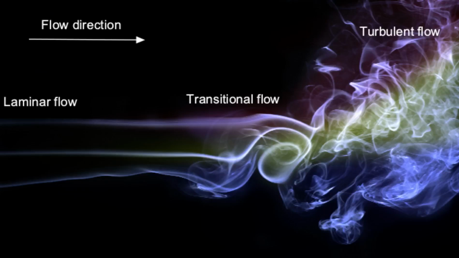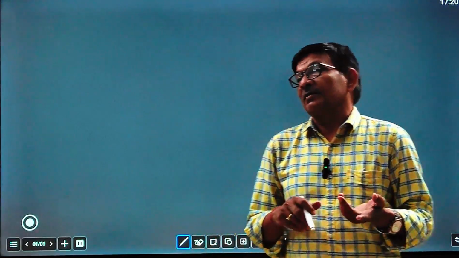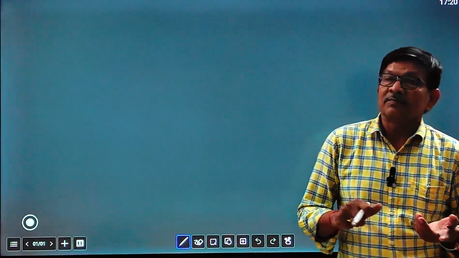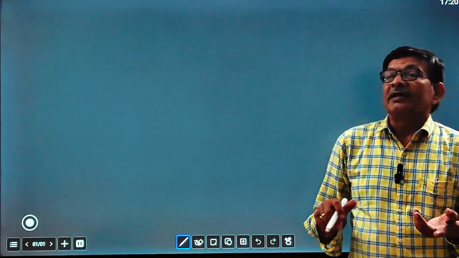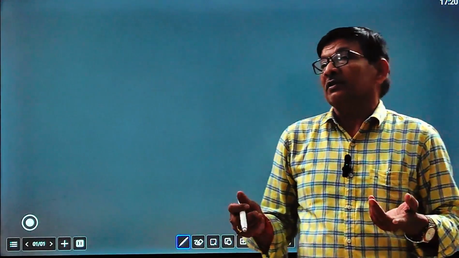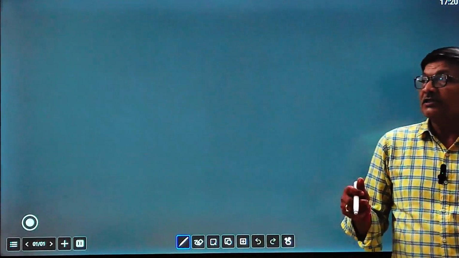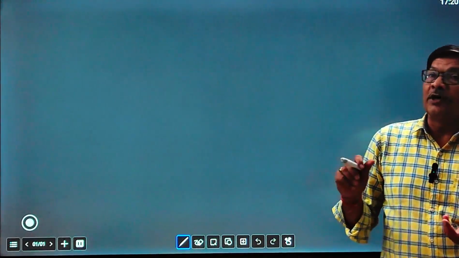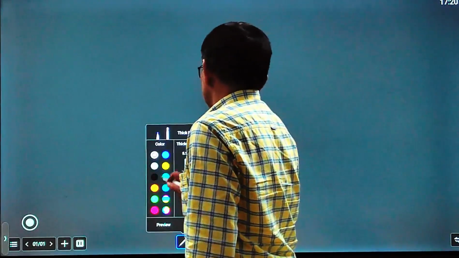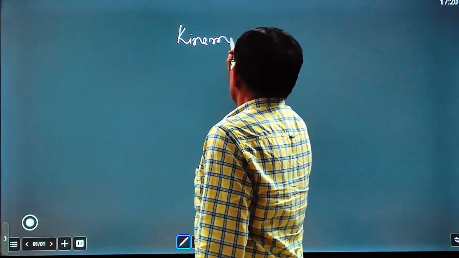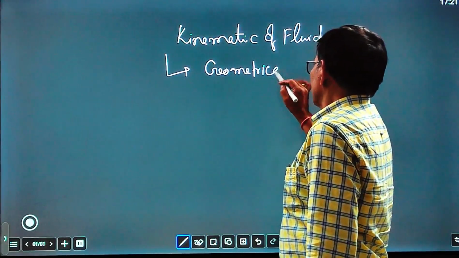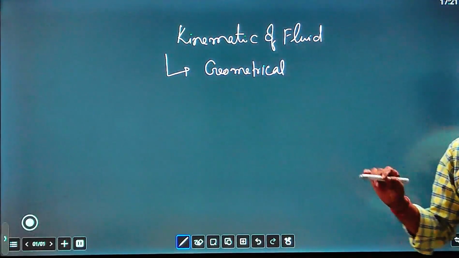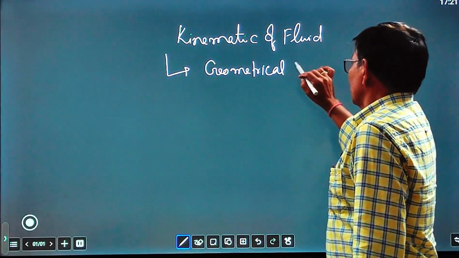In the flow field, we define the position of a particle with respect to the position vector, streamlines, path lines, stream tubes, stream function, velocity potential and acceleration. All these terms we are going to discuss in kinematics of fluid. So kinematics of fluid means geometrical representation of fluid flow phenomena.